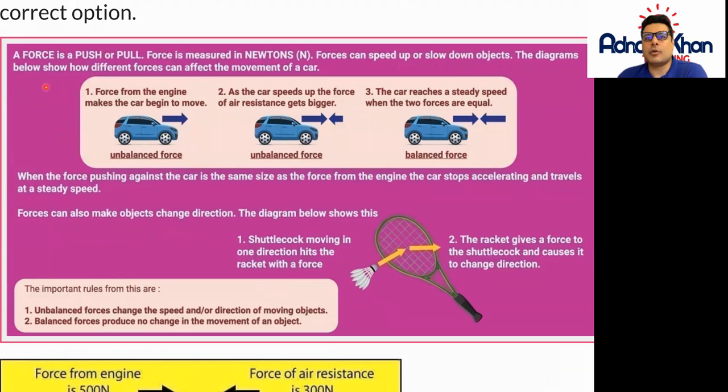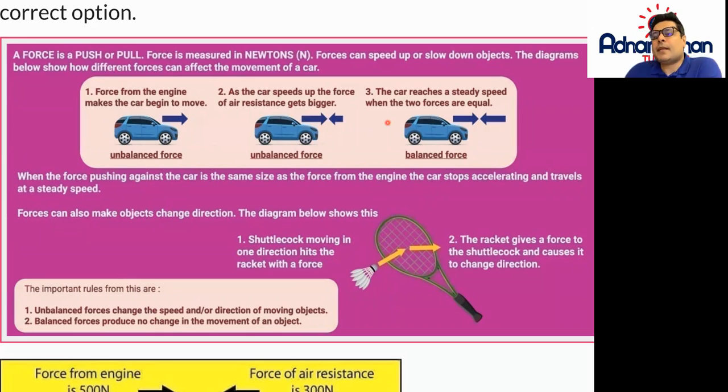So the diagram below shows how different forces can affect the movement of a car. So number one, force from the engine makes the car begin to move. And this is an unbalanced force. Number two, as the car speeds up, the force of air resistance gets bigger. So while the car is moving, the air resistance force gets bigger.